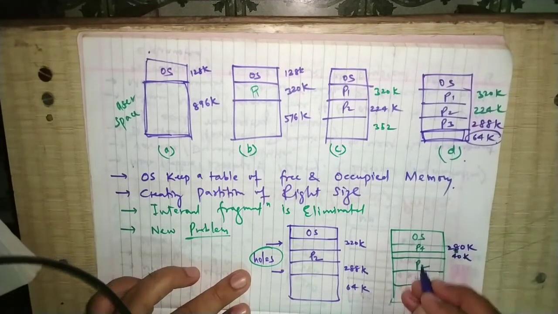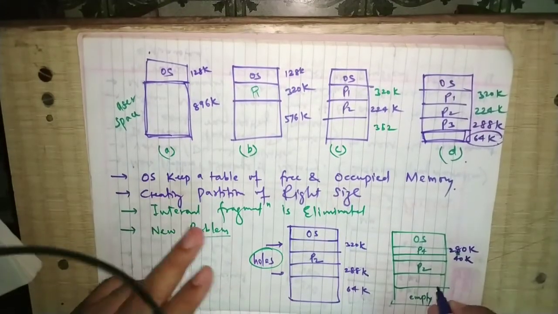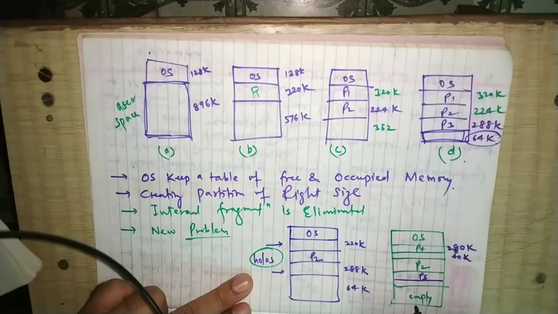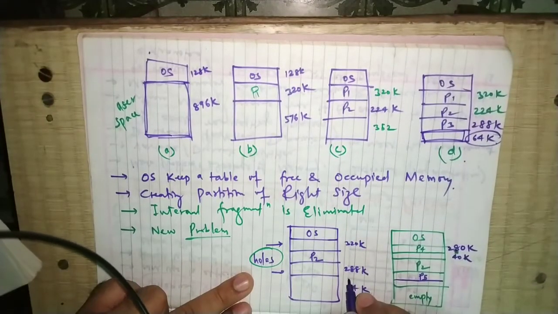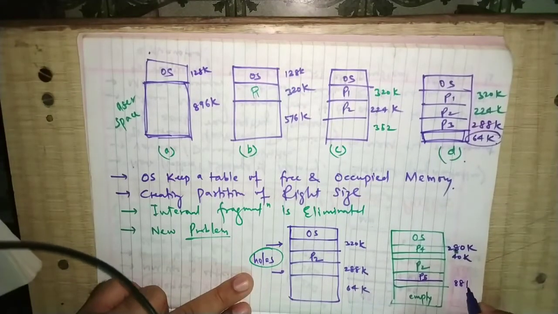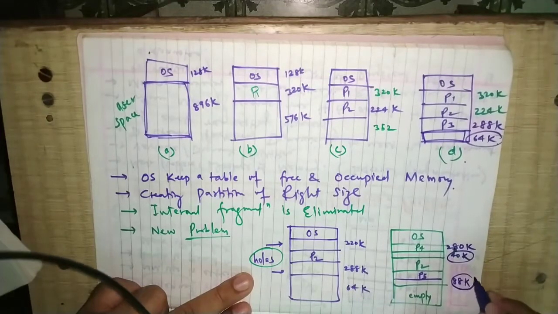Process 5 comes over here. Process 5 has a requirement of only 200k. So process 5 comes over here. It uses 200k from the 288k, and the remaining 88k will be unused. These are called holes.